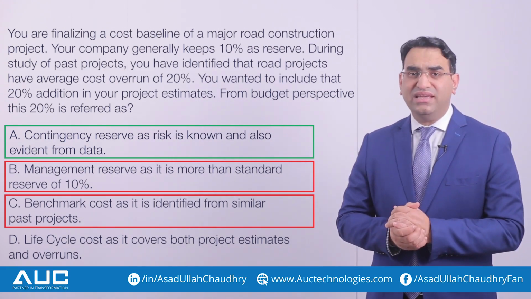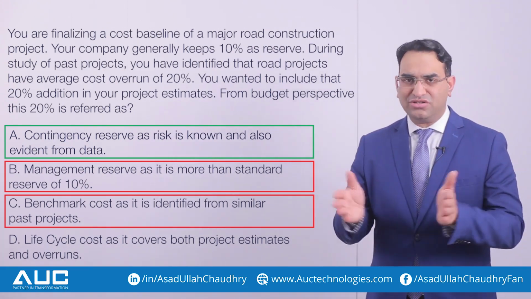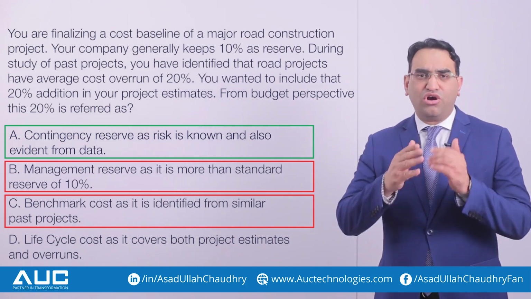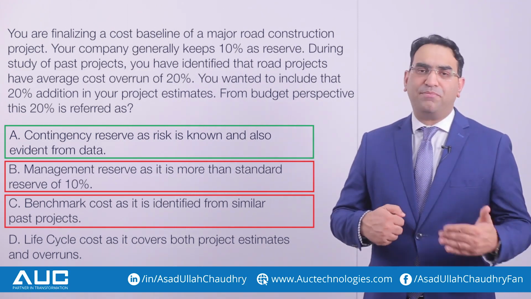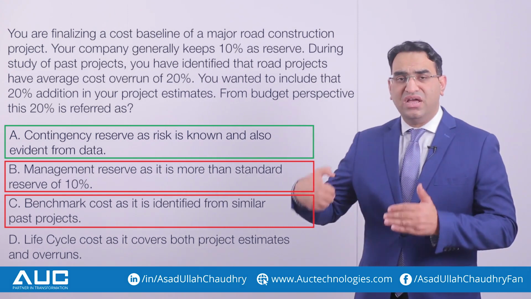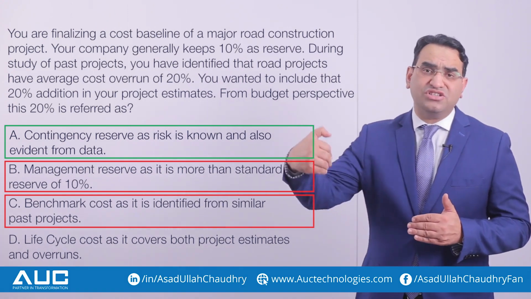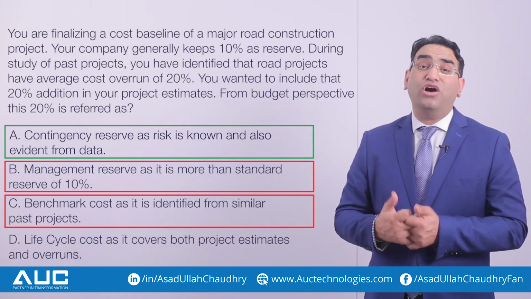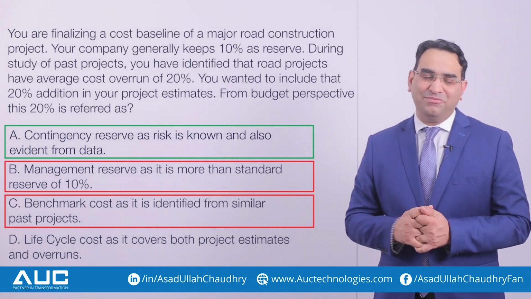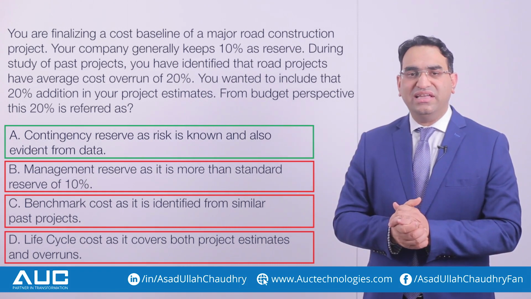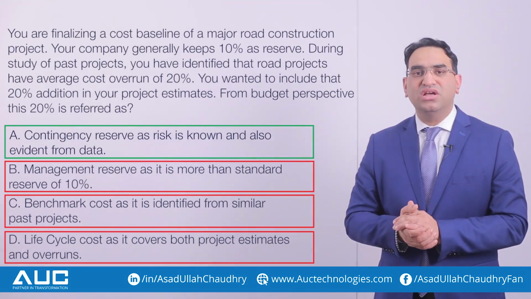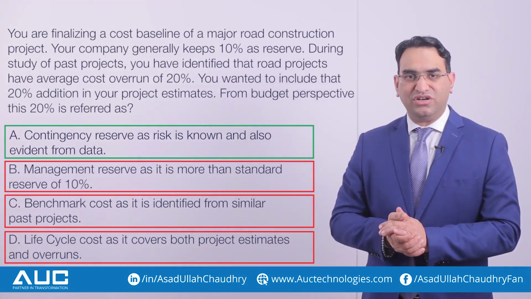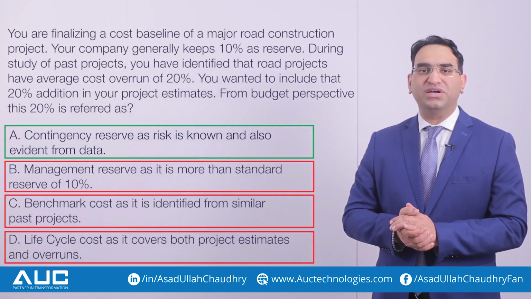Option number D says life cycle cost. You see, life cycle cost means the cost of executing the project plus the cost of running the operations of the end result of a project. And running the operations is basically outside the concept of project management. That is why it is not the right option for this question. So the answer for this question is option A.